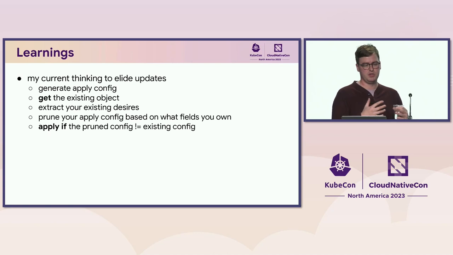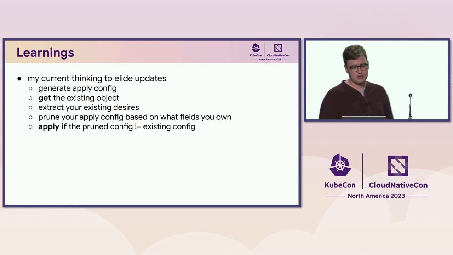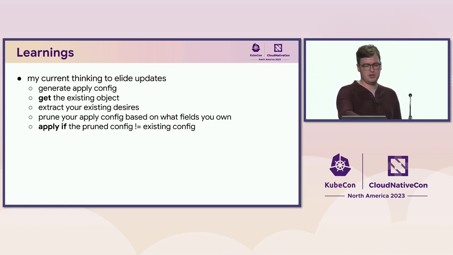And it'd be great if we could hand off ownership using server-side apply to a user. They could do some debugging, then they can hand it back to the autoscaler when it's ready to resume the default autoscaling stuff. And I think we need to have this ability to prune our apply config and see who owns the fields to do that. And then we only want to do the apply if the pruned config is different from what's existing on the server now.